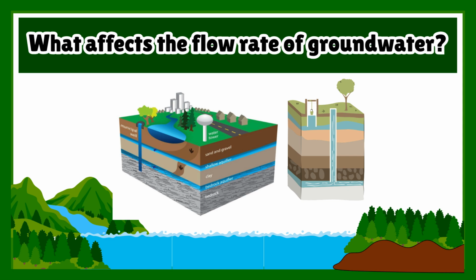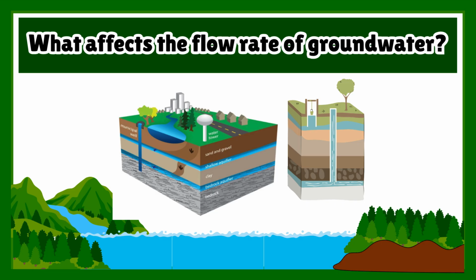Now we're going to talk about what affects the flow rate of groundwater, and this means how fast it moves underground, and several things affect that. The first thing that affects it is the type of soil or rock. Water moves faster through sand and gravel because they have larger spaces, but it moves slower through clay because it is packed tightly and closer together.